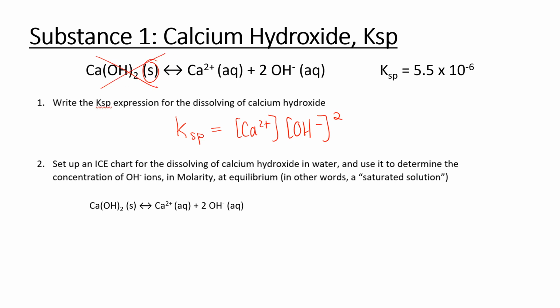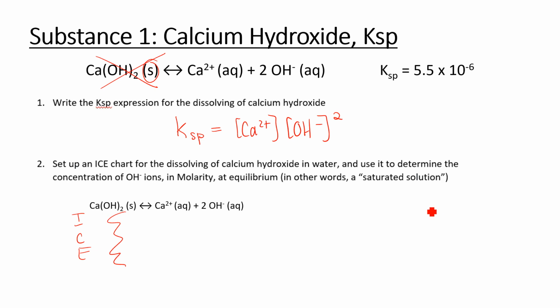Okay. Now I want to set up an ICE chart in order to predict the amount of ions I'm going to form when I make a saturated solution. So here you see I copied and pasted the reaction. And since solids and liquids are not included in the K expression, I'm going to leave them out of my ICE chart. I like to draw a wiggly line. You could just leave it blank, whatever you want to do.